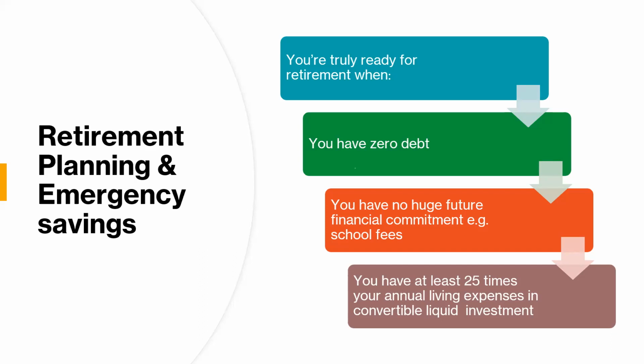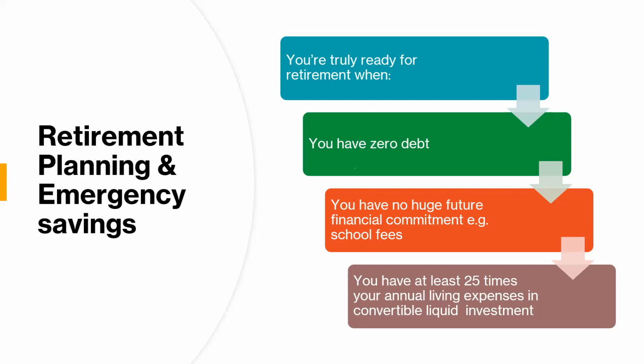Another pointer to judge whether you are ready for retirement: you have at least 25 times your annual living expenses in, look at this very well, convertible liquid investment. What that means is, if you spend 10 million naira in a year, from January to December, the only way you can know that you are ready for retirement is if you have 10 million times 25. It means you have 250 million.